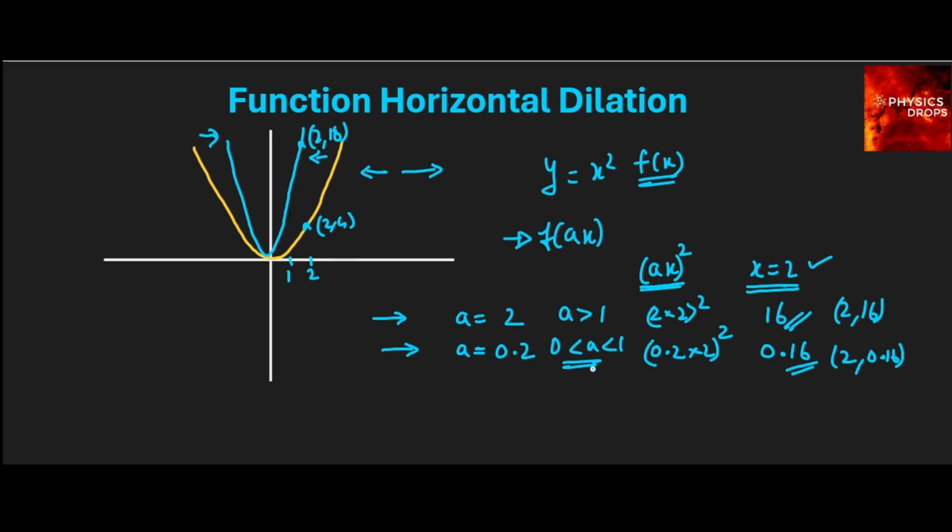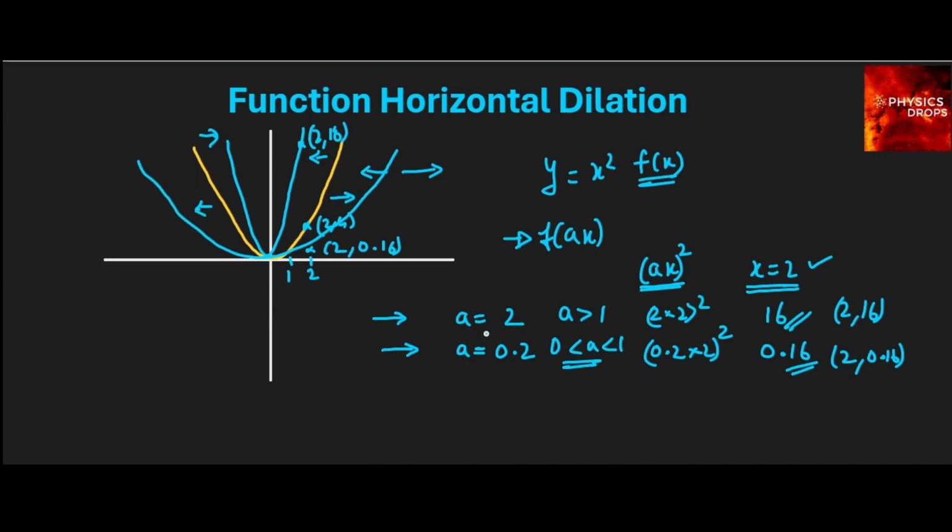And if we take the case of a lying between 0 and 1, we get 2, 0.16, which means for the same value of 2, we get 0.16 as the coordinate. So the graph gets pushed out or stretched horizontally. The same graph would become rather like that. It would get stretched horizontally.